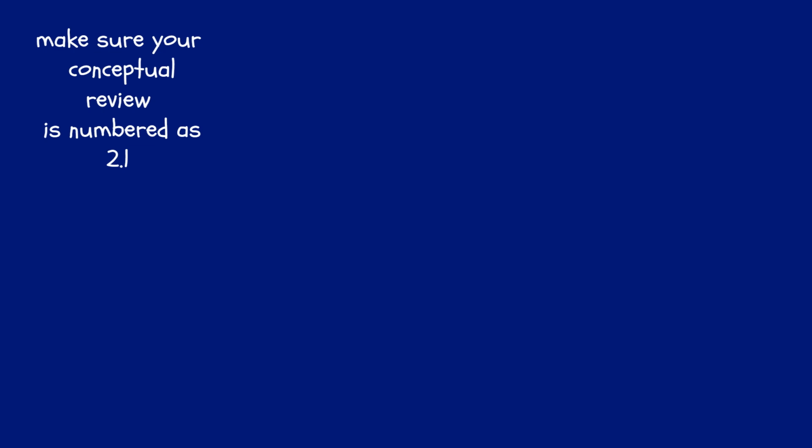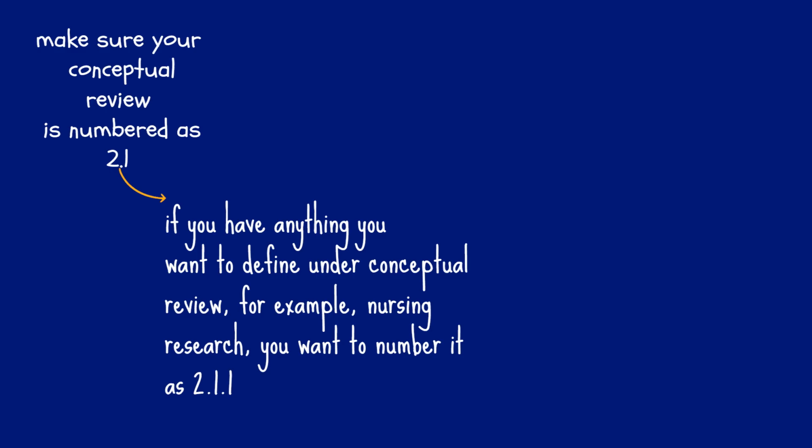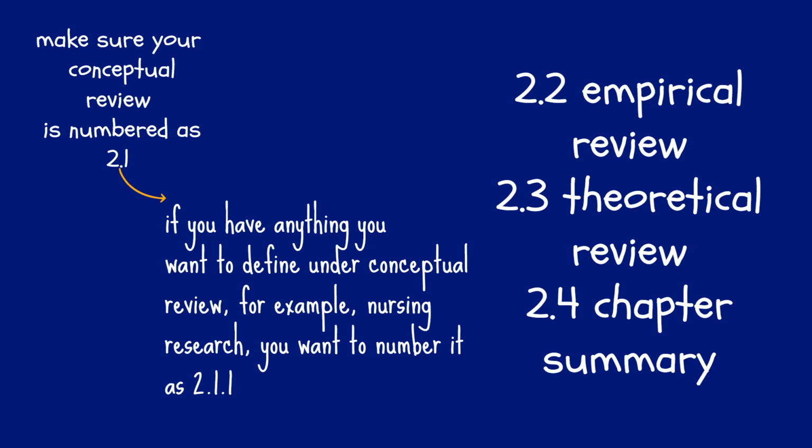So for example, when you are writing your chapter 2, and let's say the first item after your introduction is your conceptual review, you want to make sure that your conceptual review is numbered as 2.1. Then if you have anything that you want to define under conceptual review, let's say for example nursing research, you want to make sure that it is numbered as 2.1.1. Then you can move on to your empirical review, which is going to be your 2.2, your theoretical review, which is going to be your 2.3, and then your summary of chapter 2, which is going to be your 2.4. You have to make sure that if you're defining anything or you're explaining anything under them, they should have subheadings accordingly, so that you don't confuse your reader, so that it can have a clear structure.